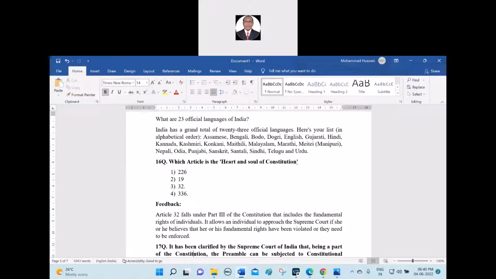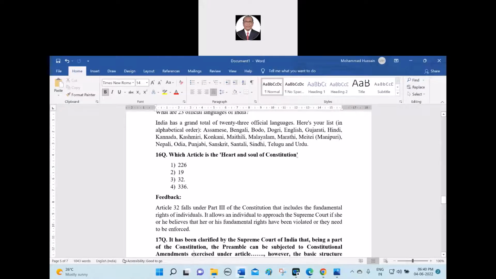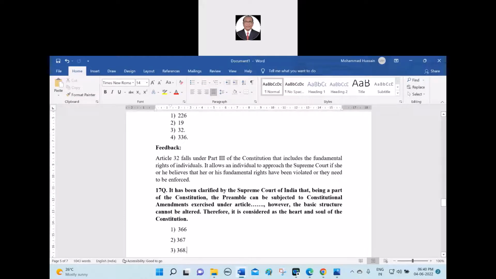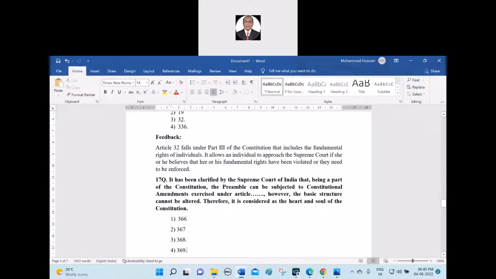One question that I asked, I don't know whether you remember it or not, is here. Anyone can unmute and read. Which one, sir? It has been classified by the Supreme Court of India that being a part of the Constitution, the preamble can be subjected to constitutional amendments exercised under the articles.